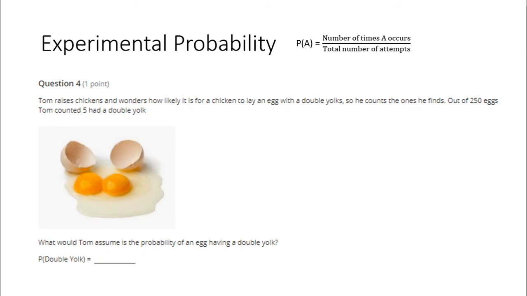For experimental probability, we look at the number of times an event occurs out of the total number of attempts. So in this case, the probability of a double yolk we will assume is 5, because we saw 5 double yolks, out of 250, the total number of eggs we included in the experiment. That simplifies to 1/50, dividing both top and bottom by 5, or as a decimal, that would be 0.02. If you say this is the same as 2%, that's correct, but if you forget to put the percentage sign, it will be wrong. So our probability is 1/50 or 0.02.